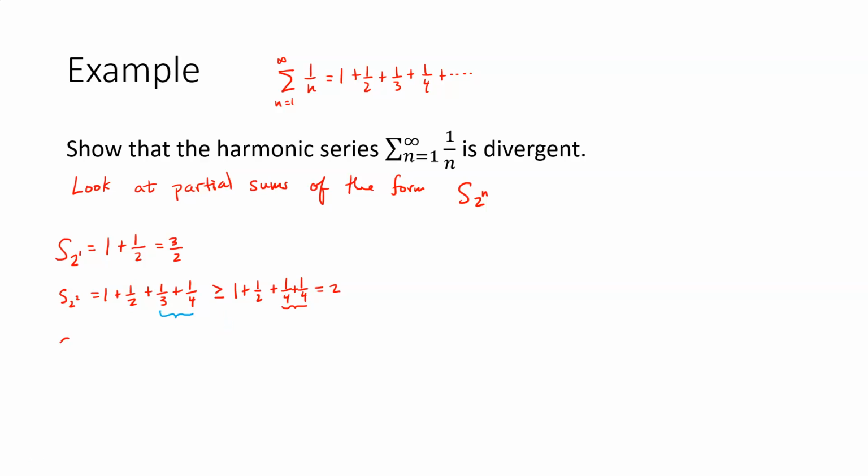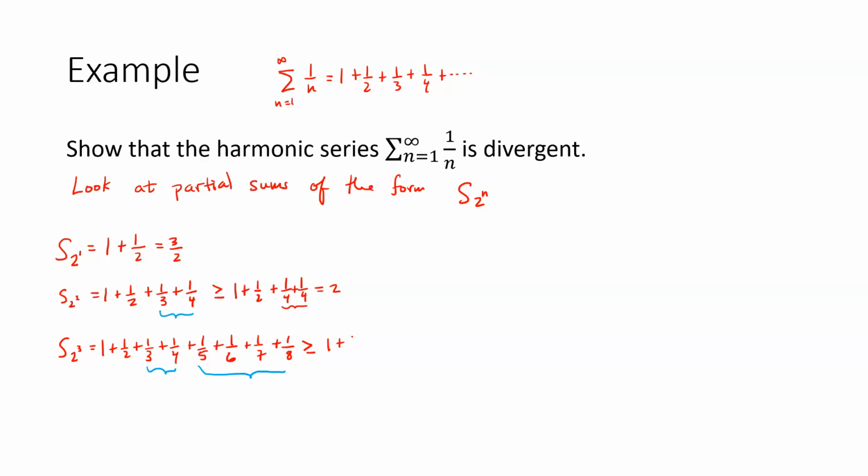Okay. Let's look at s_(2^3). In other words, this is s_8. 1 plus 1/2 plus 1/3 plus 1/4 plus 1/5 plus 1/6 plus 1/7 plus 1/8. Okay, so I'll do the same thing that we did with 1/3. I'll replace 1/3 with 1/4. And then I'll replace all of these guys here with 1/8. And again, what that does is it makes the whole thing smaller.